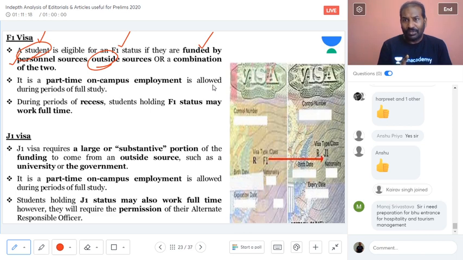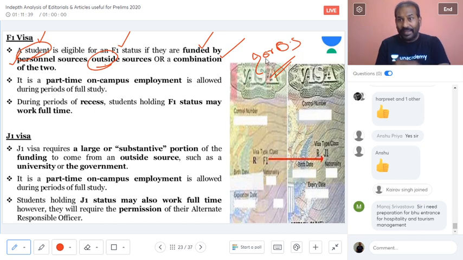When you are getting into US universities as a student, you should be funded by your personal or individual sources, or outside sources, or a combination of the two. Whenever this funding is in place, you are eligible to get into the universities as a student through the F1 visa. Please do understand it. We are taking it from a core prelims point of view, and it could be asked in any competitive exam, because many of them do not concentrate on this. No stone unturned. We will hit the right spot where it is really important.